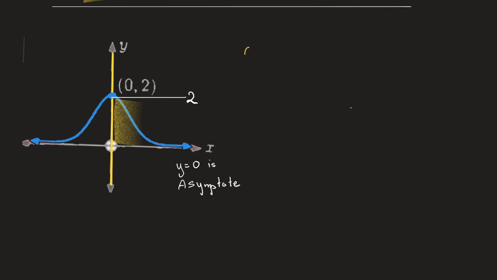The set notation will be y is such that 0 is less than but not equal to y, which is less than or equal to 2.